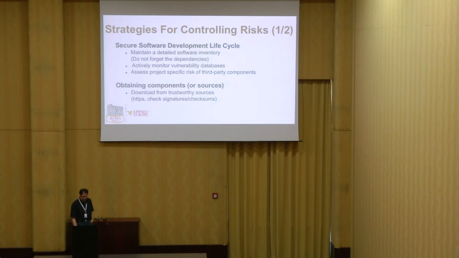Obtaining components, interesting part. You can download them from everywhere on the internet. Please download them from a trustworthy source and use HTTPS for downloading them, so that you really know you're getting the original version of Tomcat as released from Apache, or if you prefer to obtain it from a Linux distribution, Debian, Red Hat, SUSE, whatever. Use their repositories, but really use a secure and authentic channel for obtaining your software.